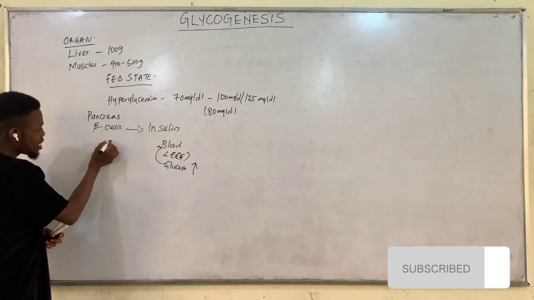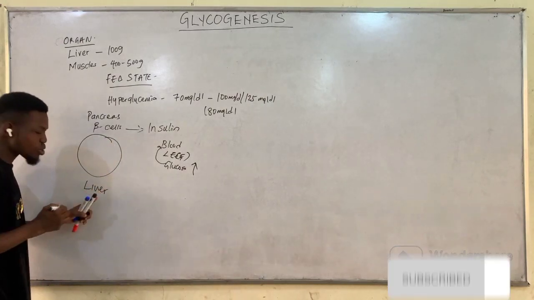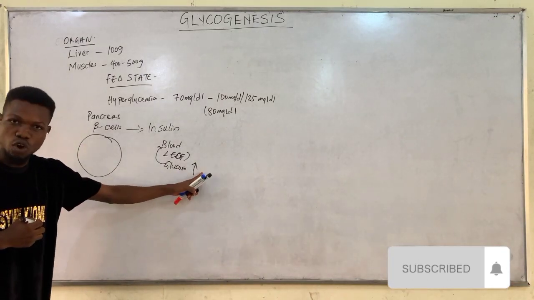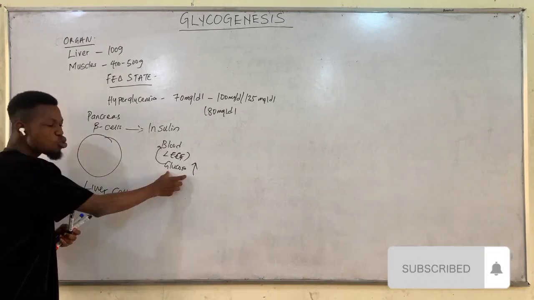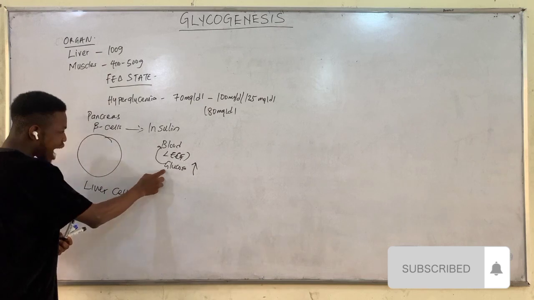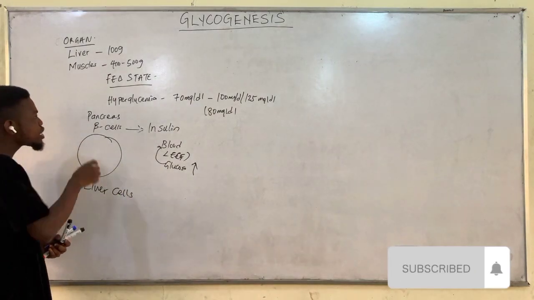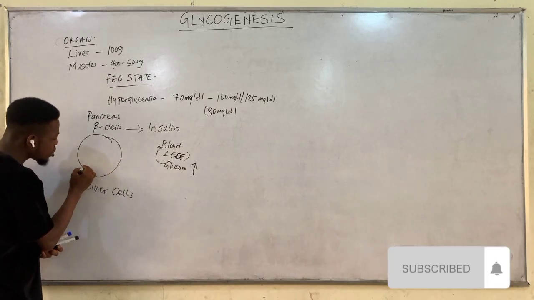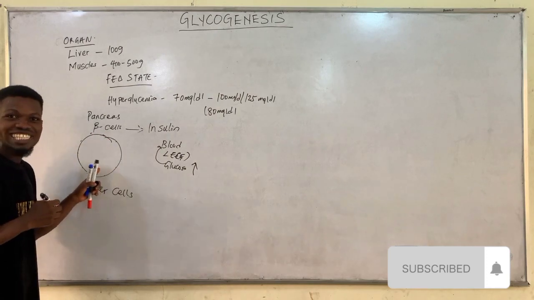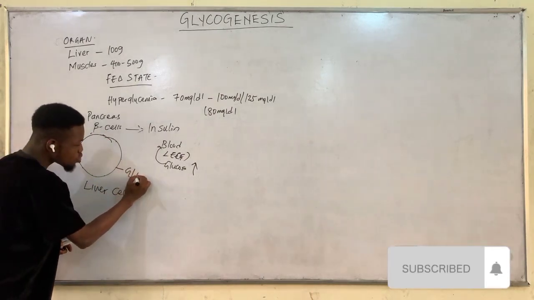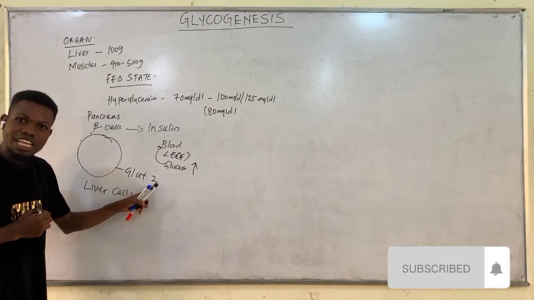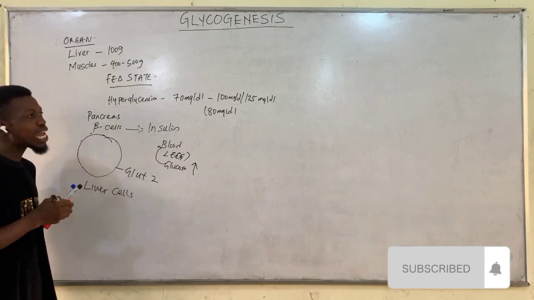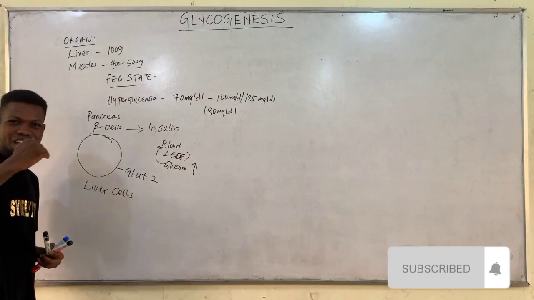Now, how will the process of glycogenesis be stimulated? You know that normally this is the liver. The liver cells. So when there is high concentration of glucose in the blood, the insulin will cause this glucose present in the blood to diffuse into the what? Liver cell. If it is the muscle cell, it will also diffuse into the muscle cell. Around the liver cells, there is a facilitated carrier, which we call what? The glucose transporter 2. So the glucose transporter 2 will transport glucose into the liver cell, so that the glucose can now undergo the process of what? Glycogenesis.